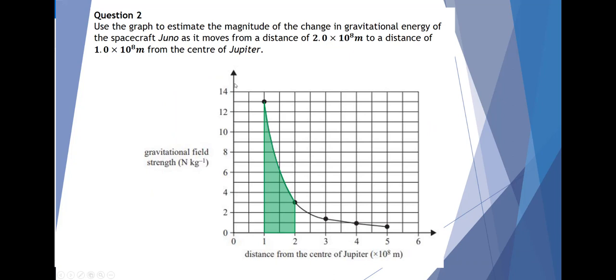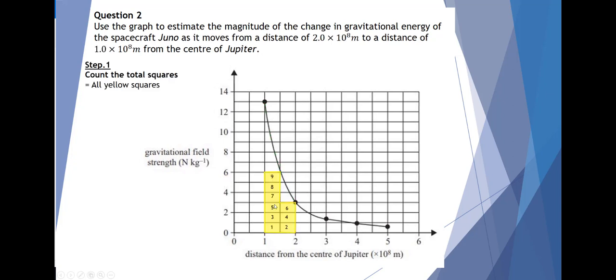Let's try this now. So question 2 again was to calculate the change in energy as Juno moves from 2 by 10 to the 8 meter radius, halving that to a 1 by 10 to the 8 meter radius. Here's our area. Let's work out the area under this graph. First of all, let's count the yellow rectangles. I call them squares, but I suppose they really are rectangles. There's 9 in total. Then, if I consider this combination of red rectangles, half of it's being counted.